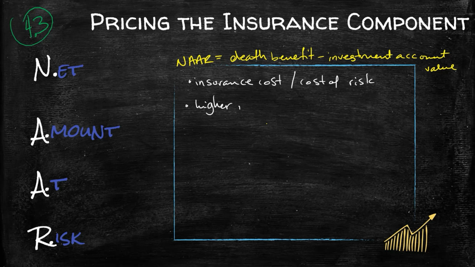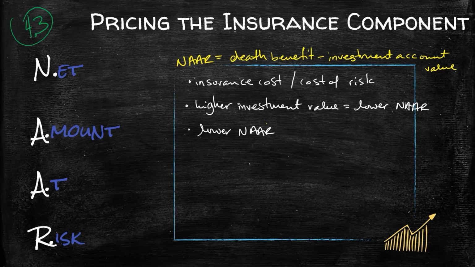And so there are a couple things to remember about the pricing and NAR and how it affects the cost of insurance. So the higher the investment value, the lower the NAR. So like we were just talking about, the investment value does cover some of that risk. So if it's more, it's going to lower the risk that the insurance company is taking on. If the insurance risk that the company is taking on is lower, then the mortality charge is lower. So the amount that is being charged to the client as part of that cost of insurance is lower.